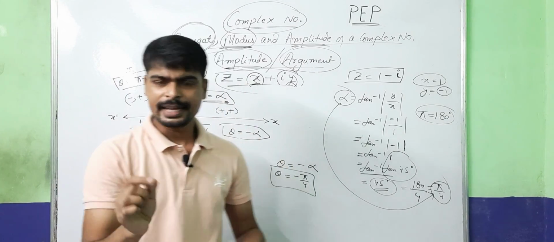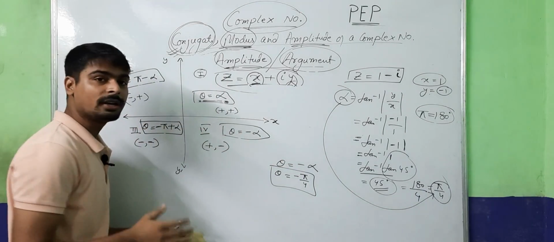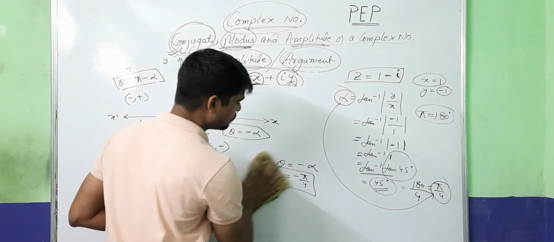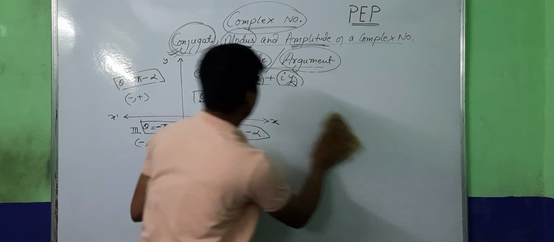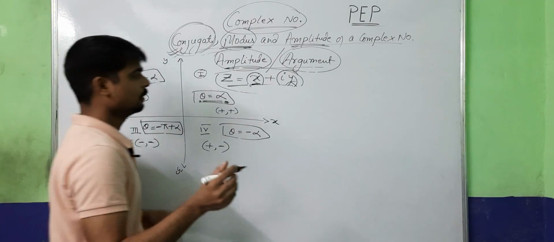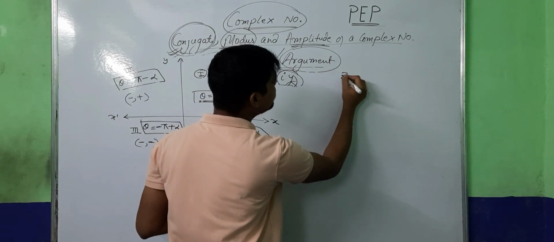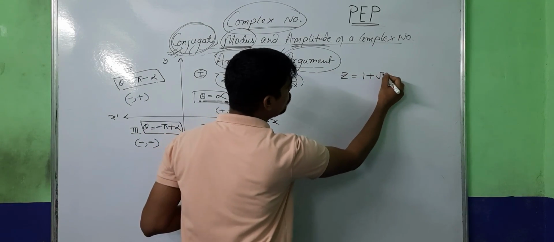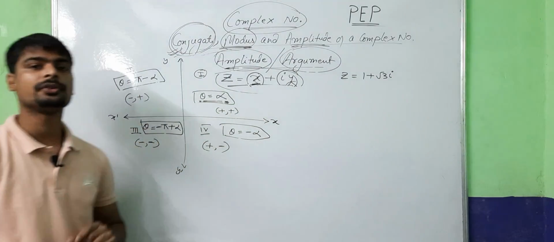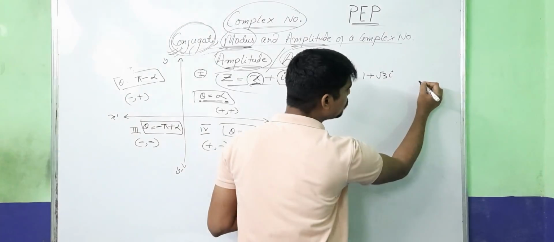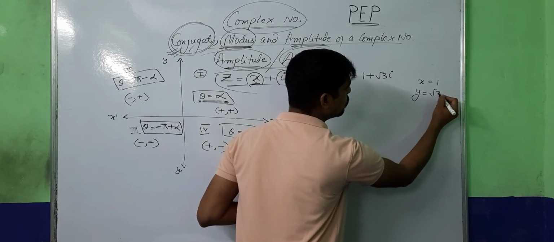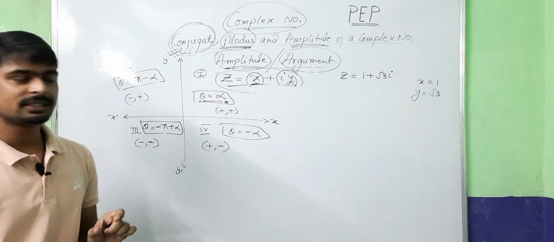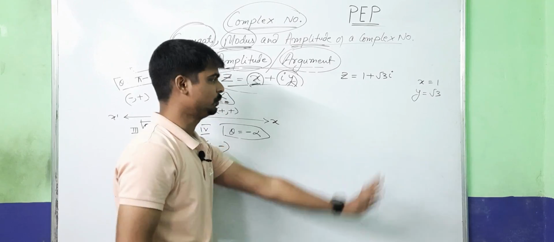Understood? We'll take one more example to make your concept more clear. See another example. Z is equal to 1 plus root 3i. What is the value of X over here? 1. What is the value of Y over here? Root 3.